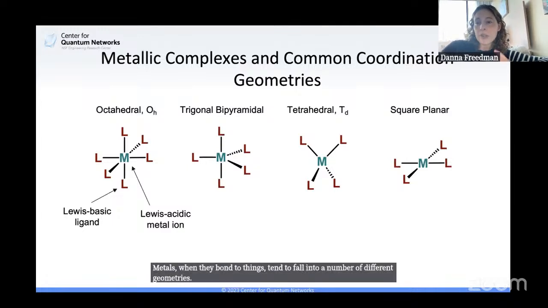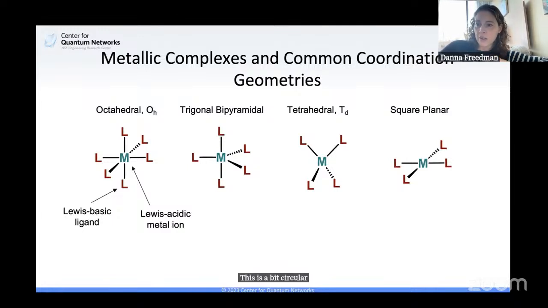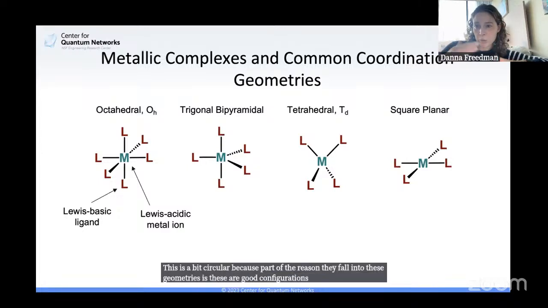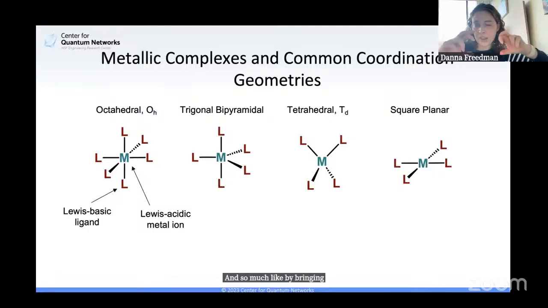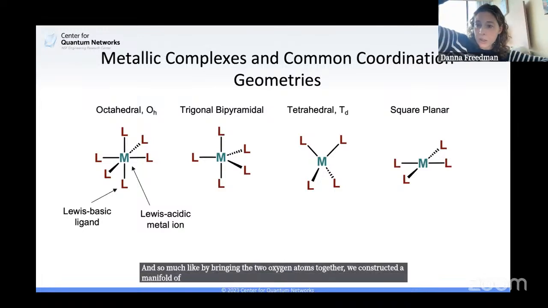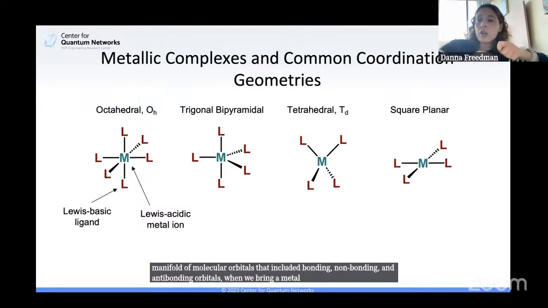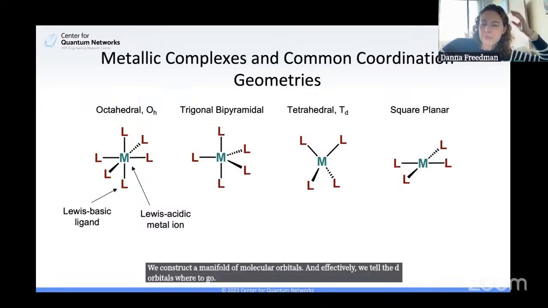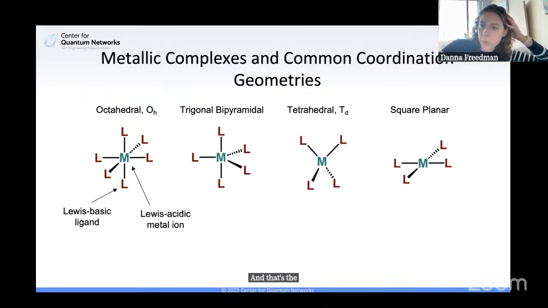This is a bit circular because part of the reason they fall into these geometries is these are good configurations for their d orbitals. And so much like by bringing the two oxygen atoms together, we constructed a manifold of molecular orbitals that included bonding, non-bonding, and anti-bonding orbitals. When we bring a metal together with a ligand field, we construct a manifold of molecular orbitals. And effectively, we tell the d orbitals where to go. And that's the key attribute of working with metals.